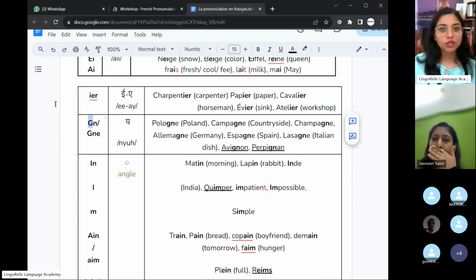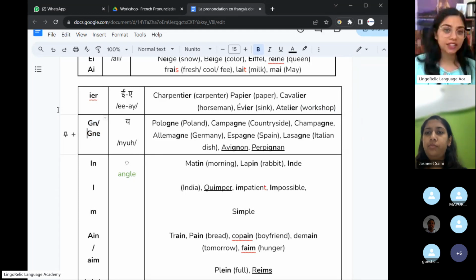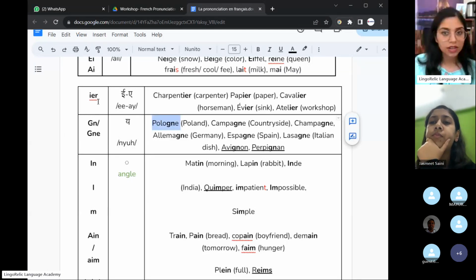Alors, maintenant, vous avez une prononciation extrêmement importante, very important pronunciation of GN, GNE. GN and GNE is the sound of "nye". Okay, it has the sound of "nye". And please notice that there is no g sound in this. There's no g here. Likewise, this should be Polonia. Polonia is Poland. Next one.